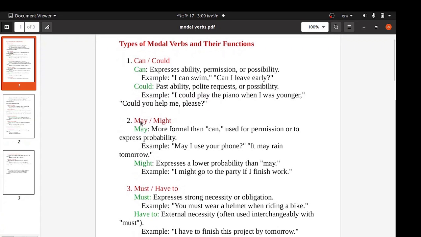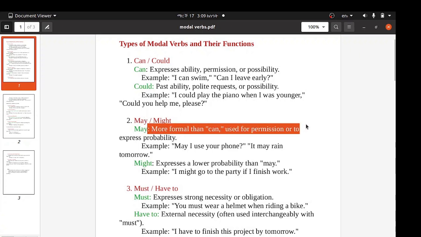The third one is may. May is more formal than can, used for permission or to express probability. That means it is more formal than can, used for permission or to express probability.